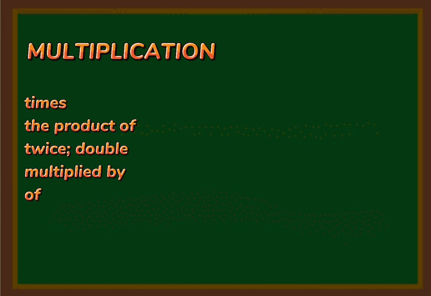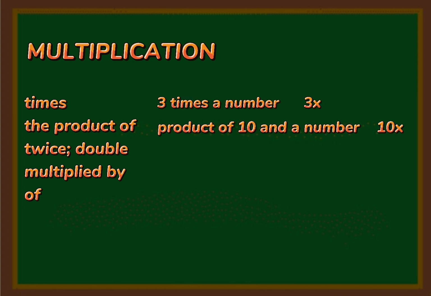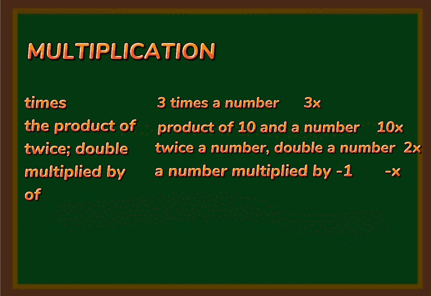In multiplication, we have times, the product of, twice or double, multiplied by, and of. For example, 3 times a number, the product of 10 and a number, thrice a number or double a number multiplied by -1, 2/3 of a number.